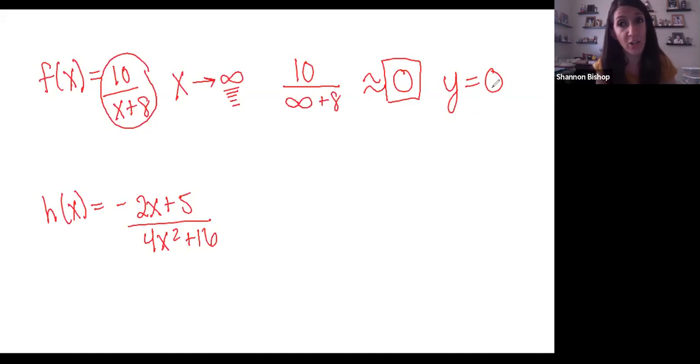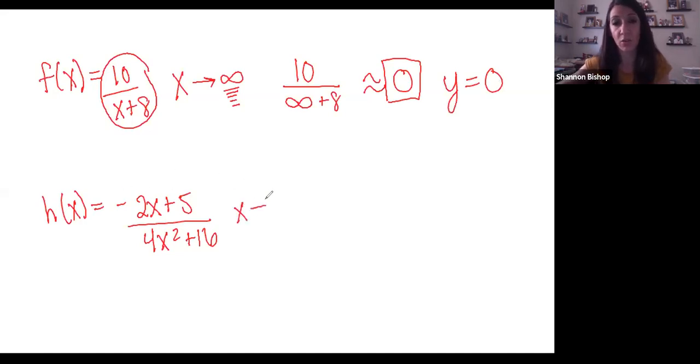It doesn't ever actually reach 0 because technically 10 divided by a kajillion is 0.00000000000000001. So it's not actually 0, but it approaches that 0 line. Now check out this next one for the h of x.